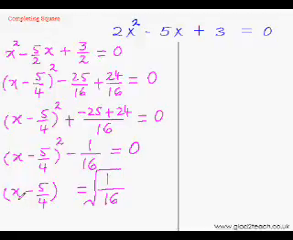So this means x minus 5 by 4 is equal to plus minus 1 over 4, as the square root of 1 over 16 is 1 over 4. As the square of both 1 over 4 and minus 1 over 4 is 1 over 16. And finally, we have managed to get this simple linear equation, which we can solve to get the two roots of this quadratic equation.